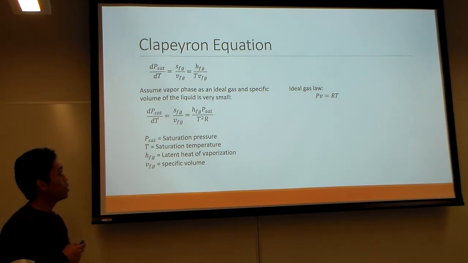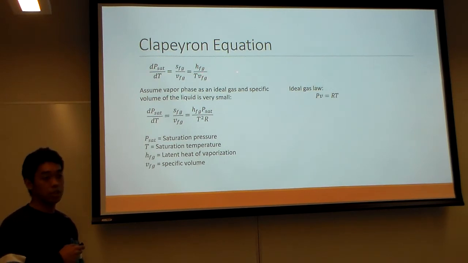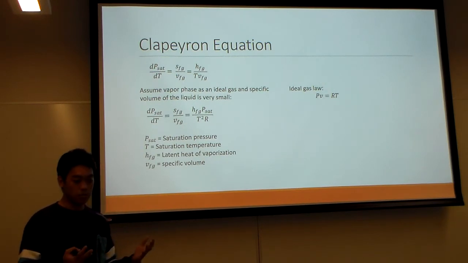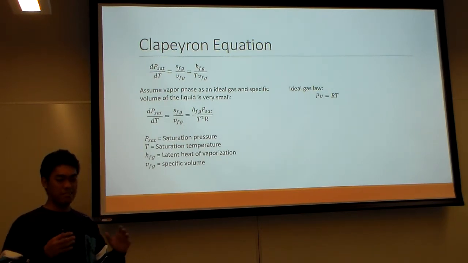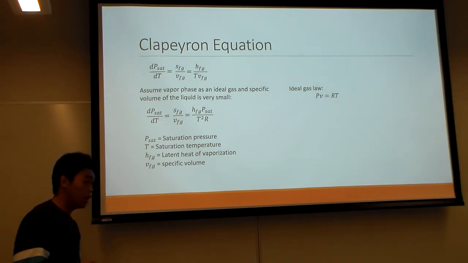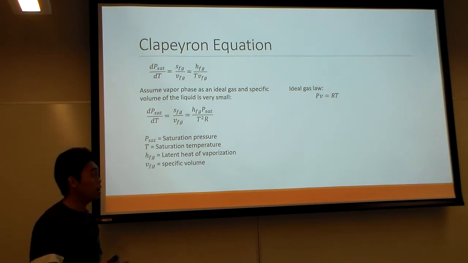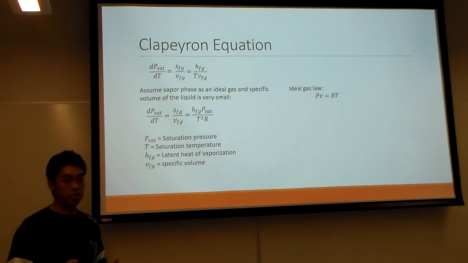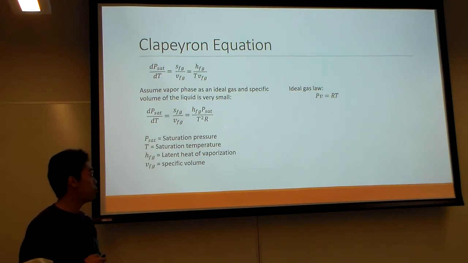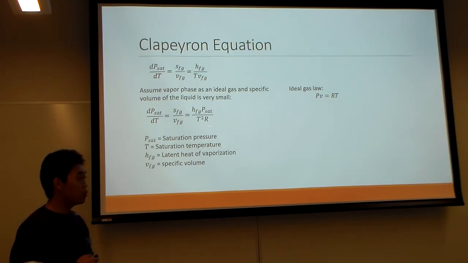where dP/dT is equal to the latent heat of vaporization of the water divided by the temperature and the specific volume difference of the liquid phase and the gas phase. Then assume that the vapor phase is an ideal gas and the specific volume of the liquid is very small. We can come up with the equation where dP/dT is defined as h_fg multiplied by the saturation pressure, divided by the square of the temperature and the universal gas constant.